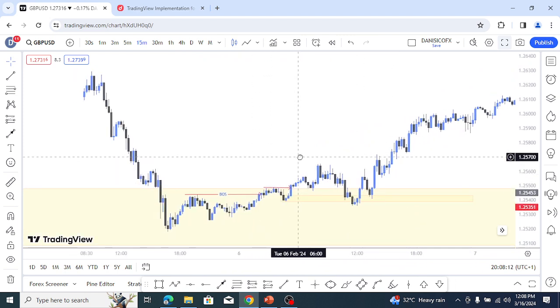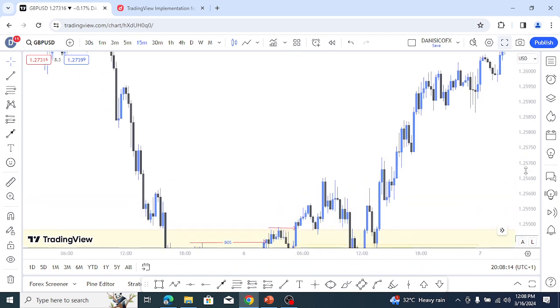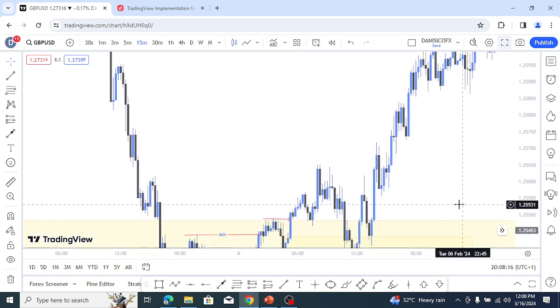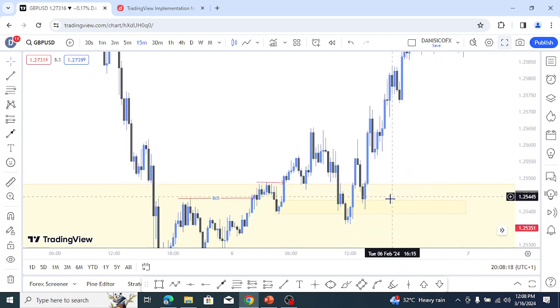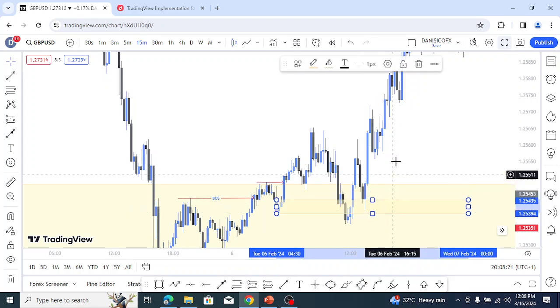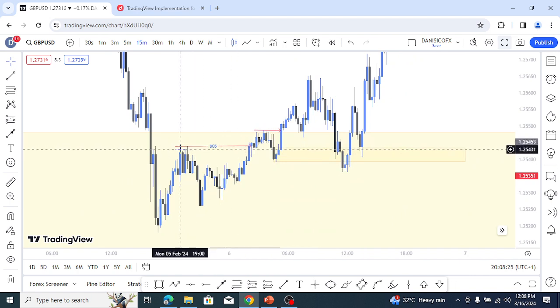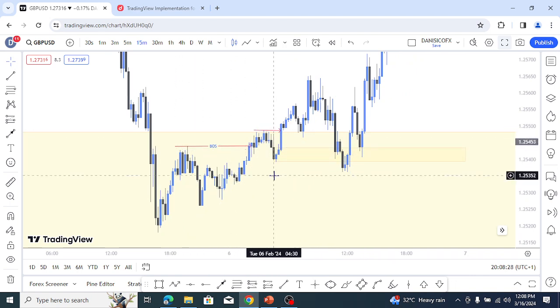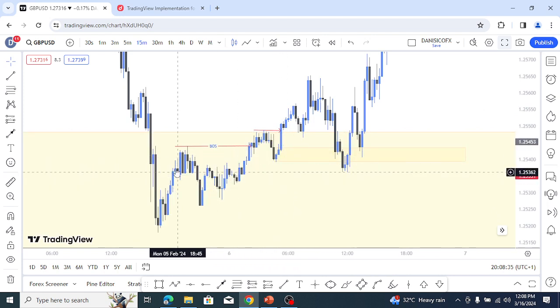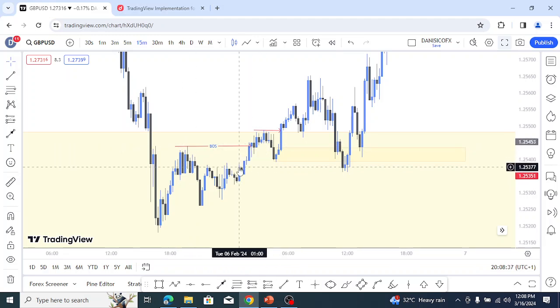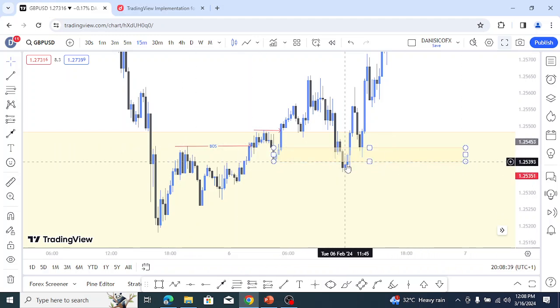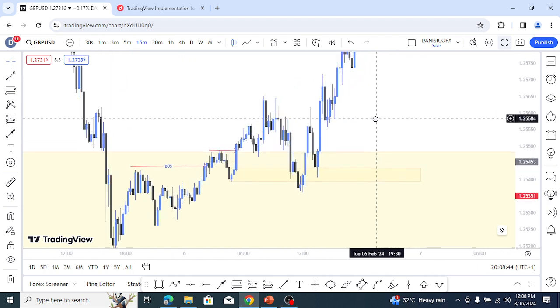Remember, my breakout structure is not always the wick, it's always the body of the candle. So this was the breakout structure to the upside, which successfully broke the structure. Then you look for your entry here. For a risk entry, your risk entry could have been this particular level, which is this particular tapping that comes here.